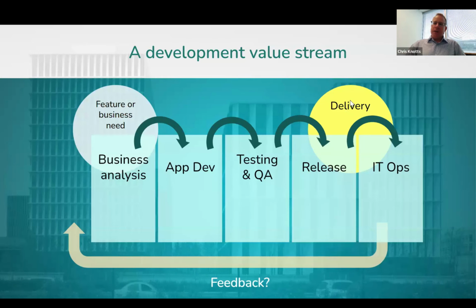But delivery is a very special step in this life cycle, because there is no value without delivery. Unless things get delivered, they can never be used, they can never be adopted, they never see the light of day. And so, until you successfully reach that point of delivery, everything is overhead. So it's just an important point to make.